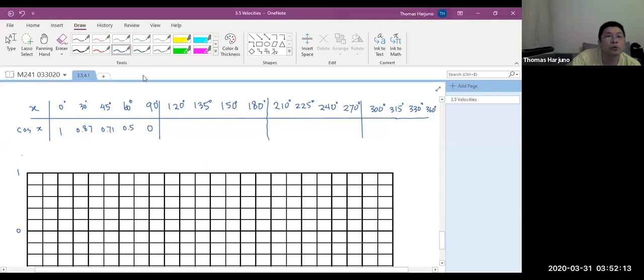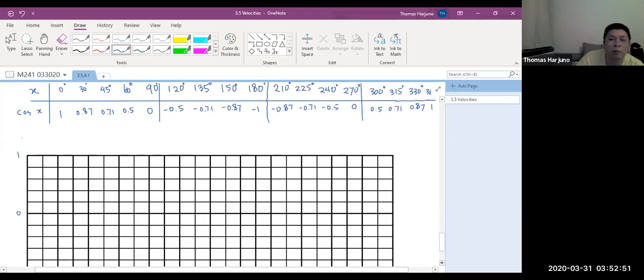Let me continue. This will be negative 0.5, negative 0.71, negative 0.87, negative 1, negative 0.87, negative 0.71, negative 0.50, and then 0.5, 0.71, 0.87, and go back to 1.